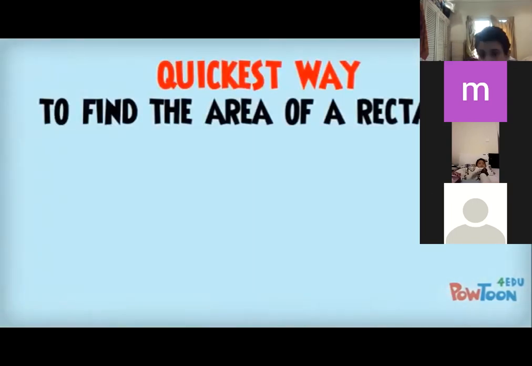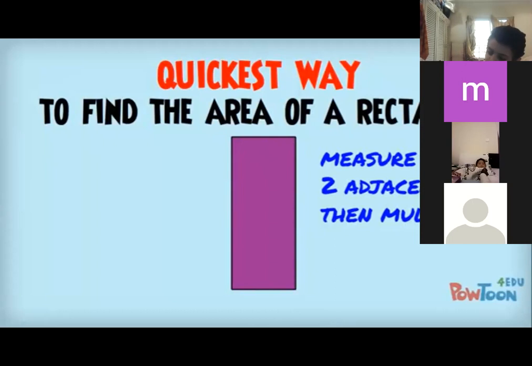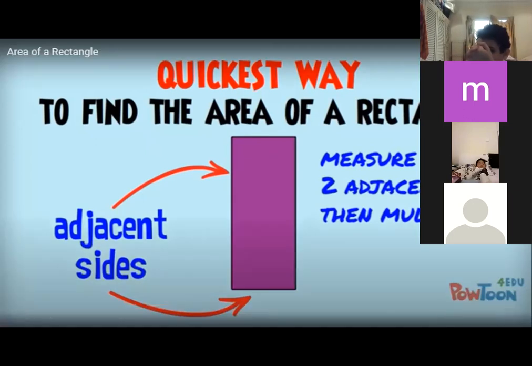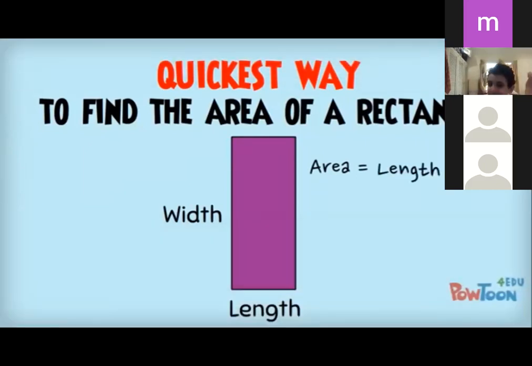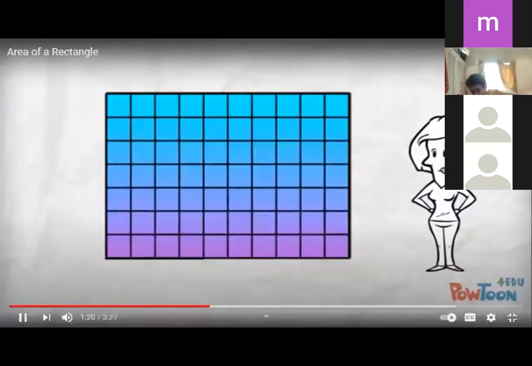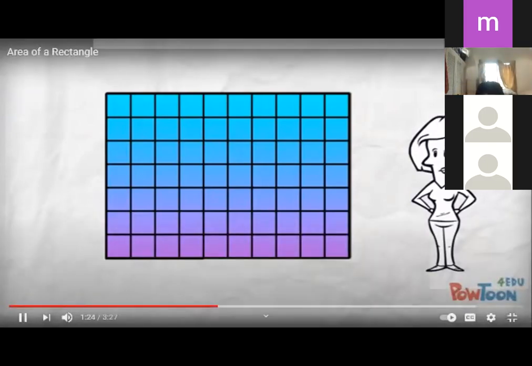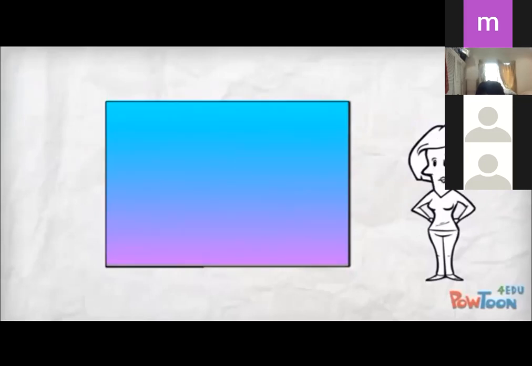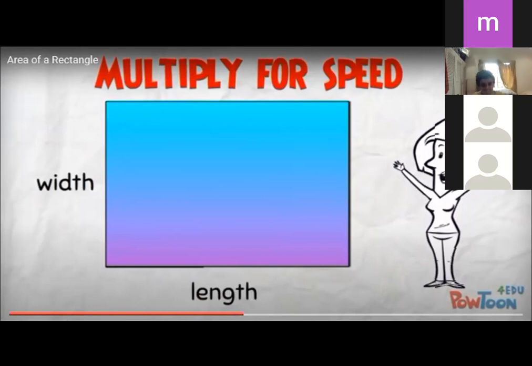The quickest way of finding the area of a rectangle is to measure 2 adjacent sides and multiply those numbers. These sides are next to each other, so they're adjacent. We call them length and width. So the area of a rectangle is length times width. We could carve it up into little squares and count all of those, but that would take a long time on a big rectangle. Instead, it's always much quicker to multiply length times width to get the area.